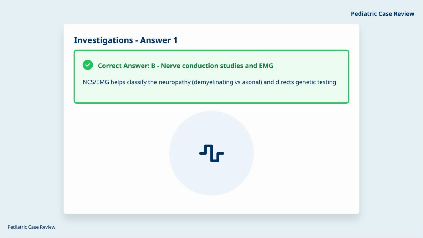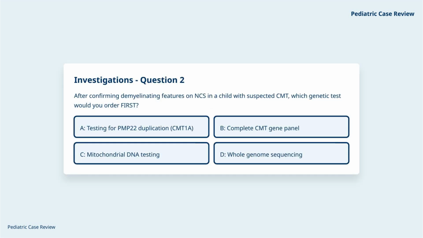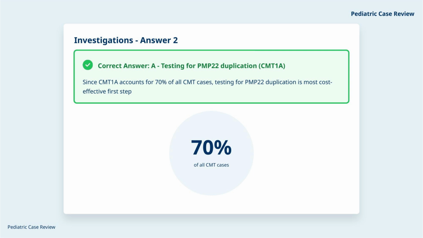preserved velocities. After confirming demyelinating features on nerve conduction studies in a child with suspected Charcot-Marie-Tooth disease, which genetic test would you order first? A. Testing for PMP22 duplication, Charcot-Marie-Tooth type 1A. B. Complete Charcot-Marie-Tooth gene panel. C. Mitochondrial DNA testing. D. Whole genome sequencing. The correct answer is A.